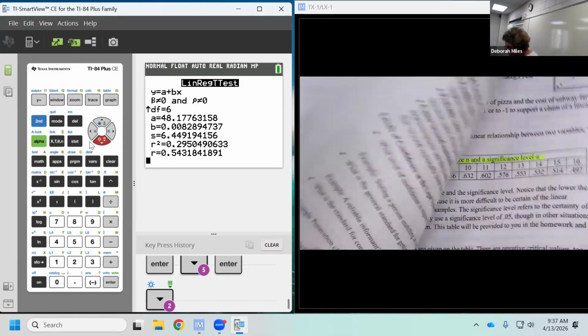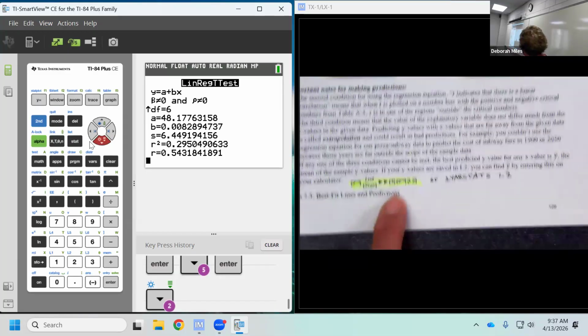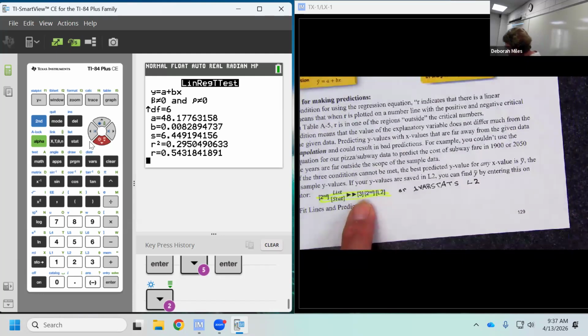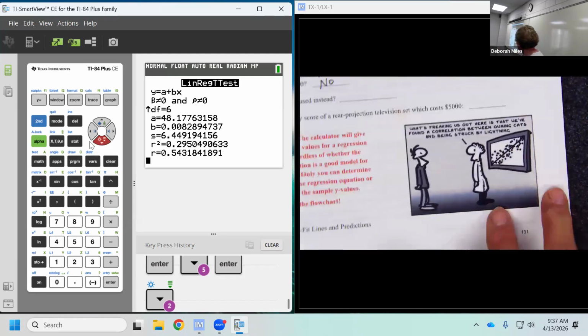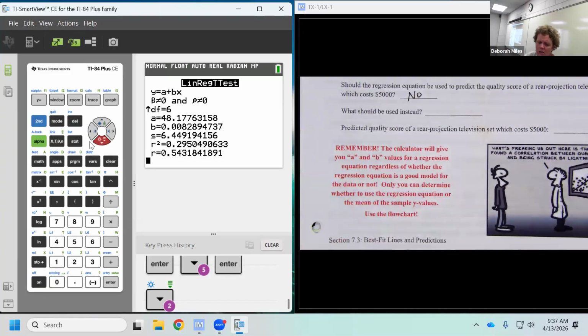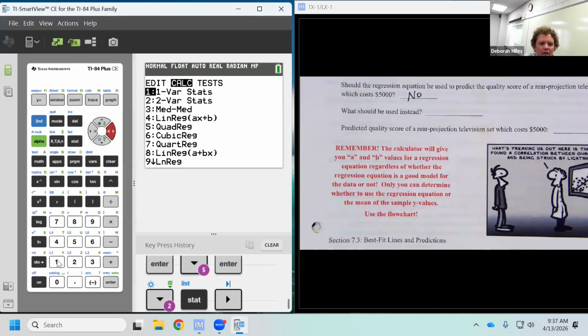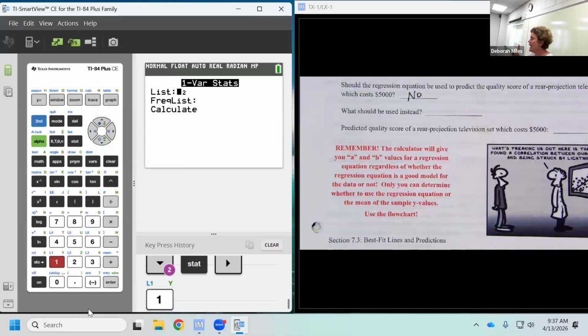You can either use this calculator sequence that I gave you on page 129. Actually, since I'm already more familiar, I already have 1-var stats memorized. I can say stat, calc, 1-var stats, but I have to remember I want the mean of my y's, not the mean of my x's. So make sure for list you have list 2.